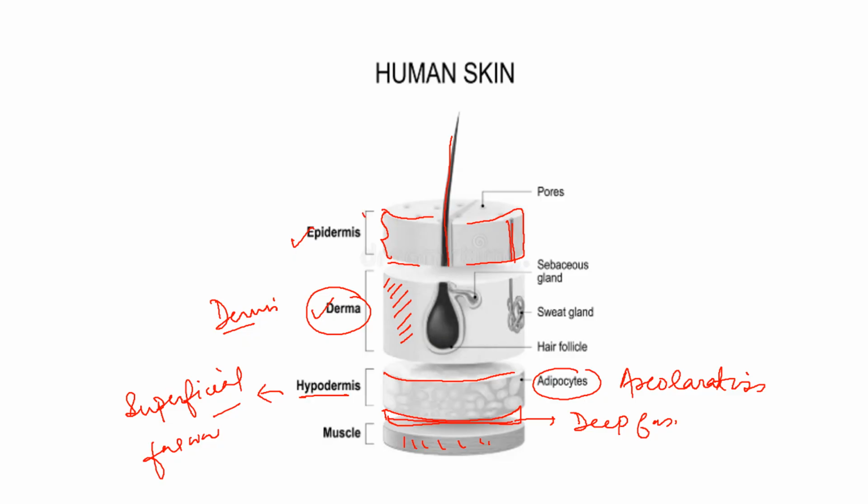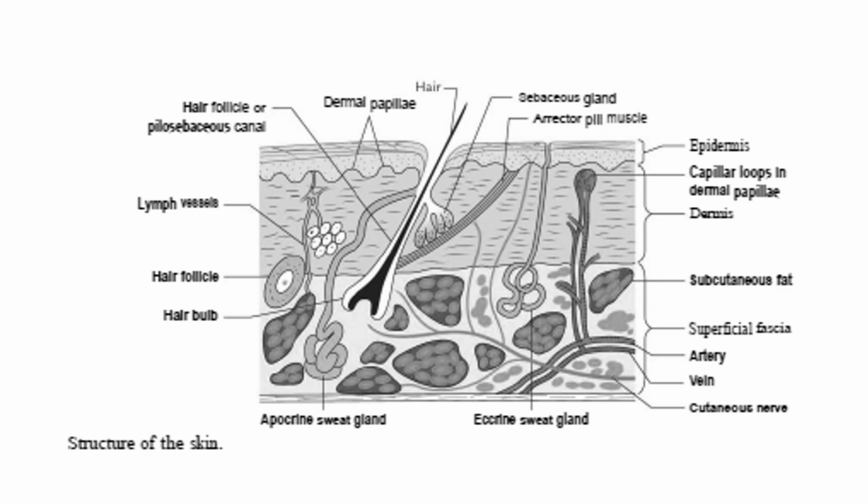Human skin basically comprises the epidermis and the dermis. If you see the epidermis, it consists of different layers. Basically, it has 5 layers. If you see the microscopic anatomy, you will find that the epidermis is composed of 5 different types of layers.